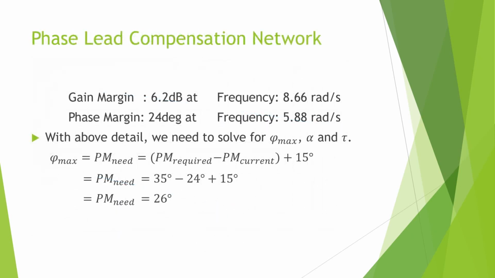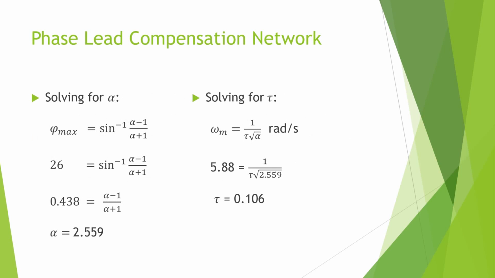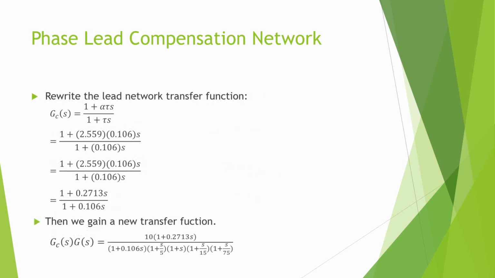With the details that we gathered, we are now trying to design a phase lead compensation network. Now we are calculating the phase margin needed. After the calculation, we get a result of 26 degrees. Now we are trying to solve for alpha and tau, and the calculations are as shown. After we get all the values we need, we will substitute the values into the transfer function GC. We will then gain a new function of GC(s)G(s) as shown.